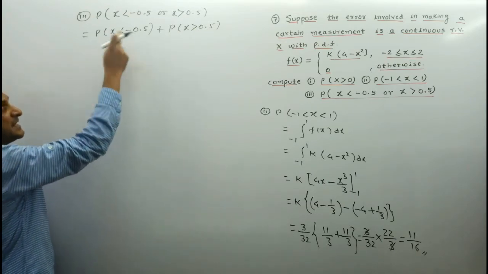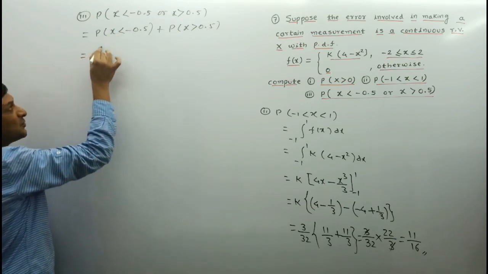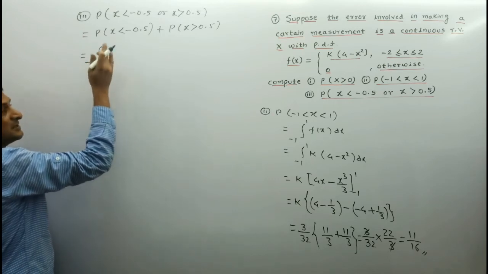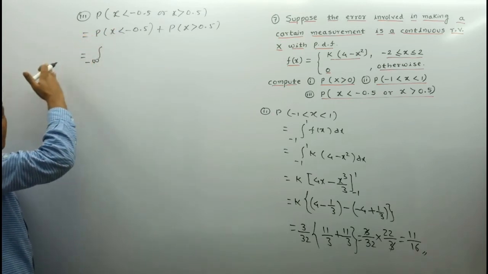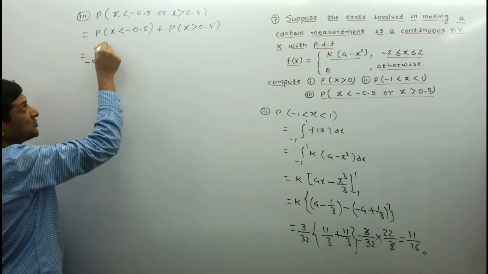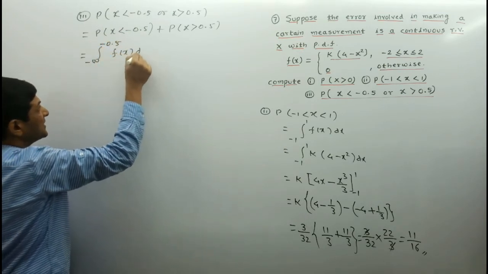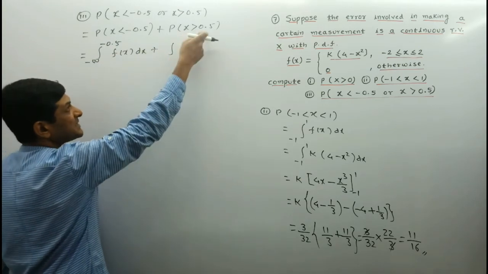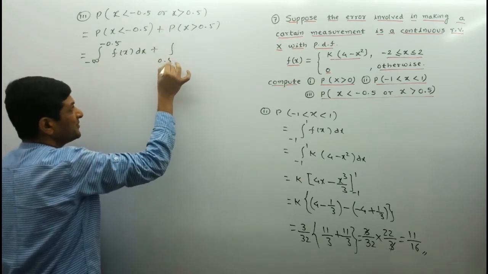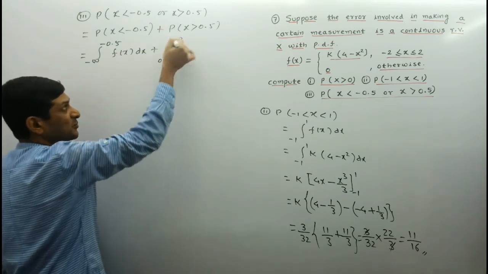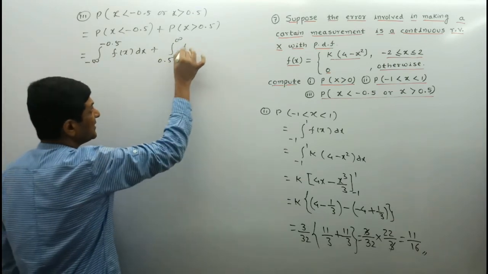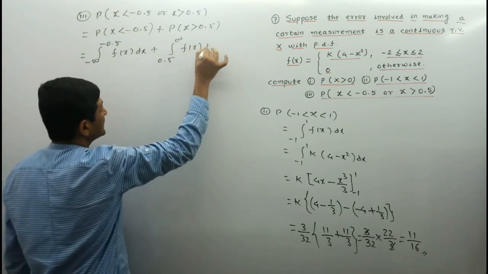Now x is less than -0.5 means minus infinity to what? -0.5 will be the limit here, f of x dx, plus here the value of x is greater than 0.5, means 0.5 to infinity, f of x dx, isn't it?